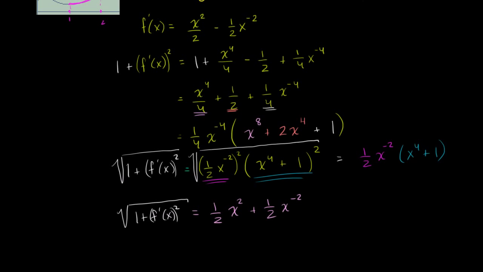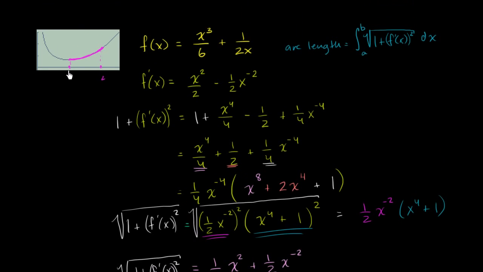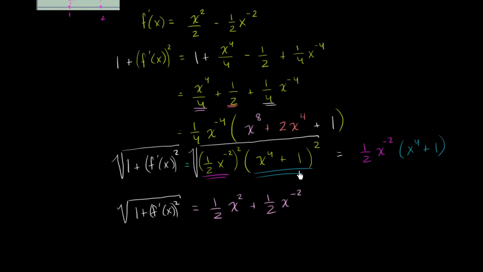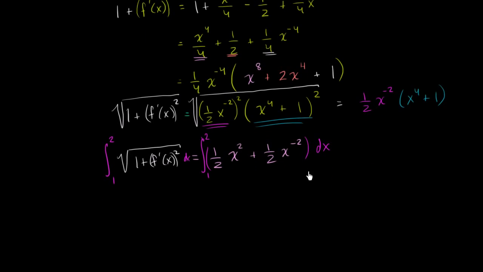But now let's take the definite integral. So let me give myself some space to write my dx. So we're going to take the definite integral, in this case, from x equals 1 to x equals 2. So it's the definite integral of this from x equals 1 to x equals 2 dx. And so this is fairly straightforward.